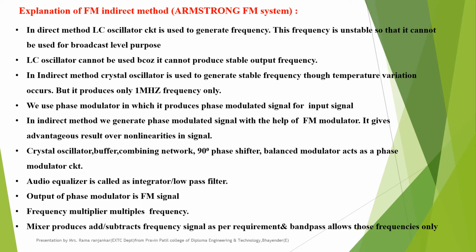The frequency multiplier which we are using multiplies the frequency. Finally, the mixer produces the add or subtract frequency signal as per the requirement, and the bandpass filter allows those frequencies only. In this way, the FM output is produced in the FM indirect method.